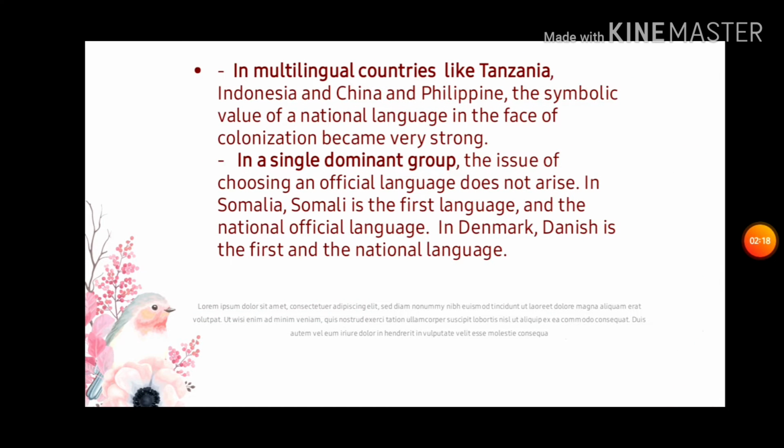Next, in multilingual countries like Tanzania, Indonesia, China and the Philippines, the symbolic value of a national language in the face of colonization became very strong. And in a single dominant group, the issue of choosing an official language does not arise. In Somalia, Somali is the first language and the national official language. In Denmark, Danish is the first and the national language.